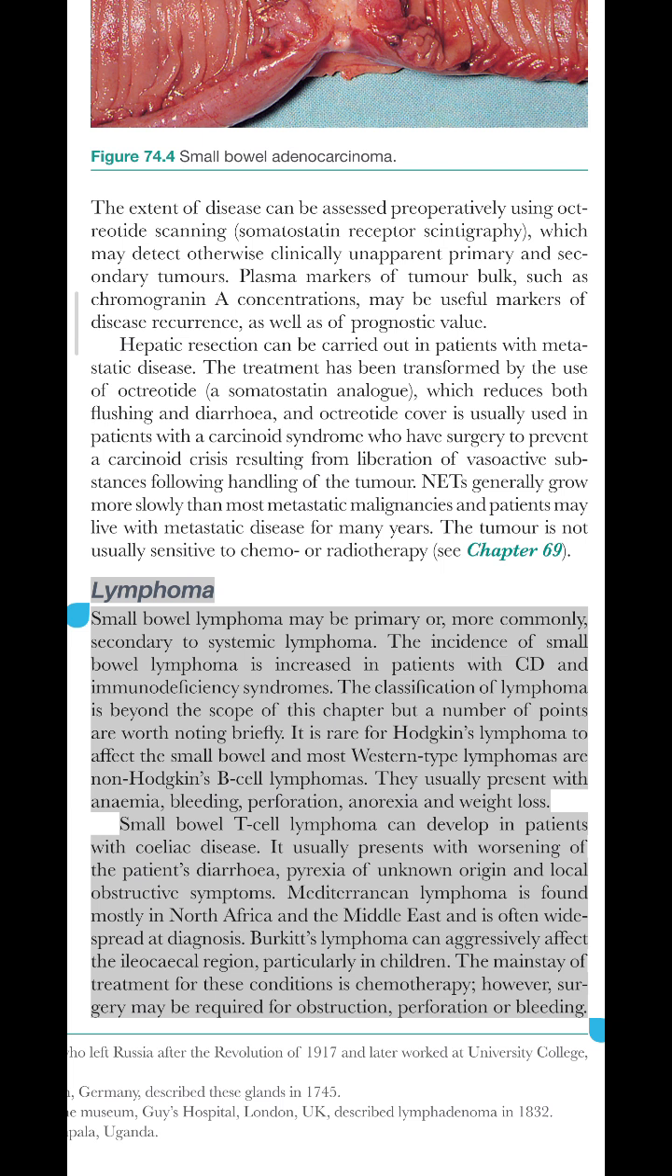Small bowel T-cell lymphoma can develop in patients with celiac disease. It usually presents with worsening of the patient's diarrhea, pyrexia of unknown origin and local obstructive symptoms. Mediterranean lymphoma is found mostly in North Africa and the Middle East and is often widespread at diagnosis. Burkitt's lymphoma can aggressively affect the ileocecal region, particularly in children. The mainstay of treatment for these conditions is chemotherapy. However, surgery may be required for obstruction, perforation or bleeding.